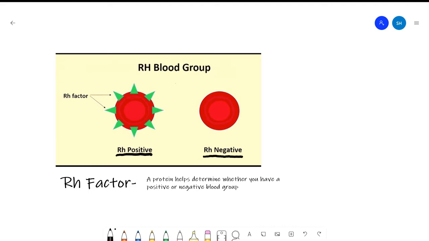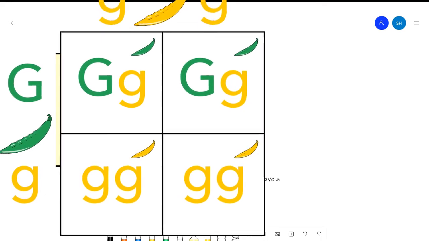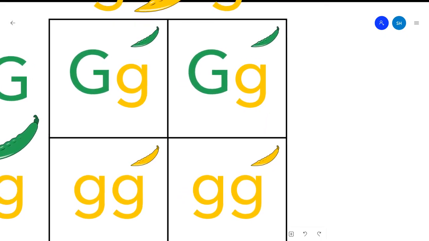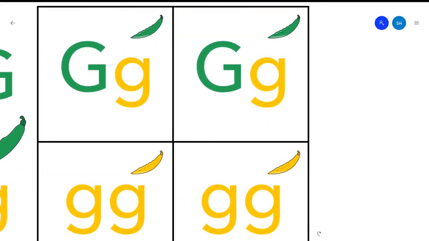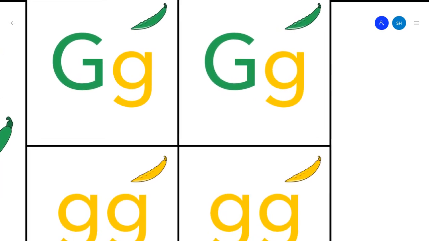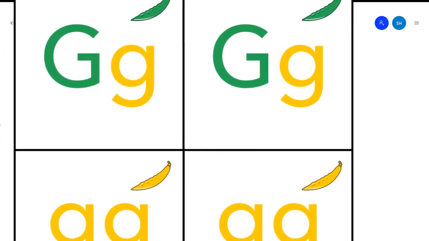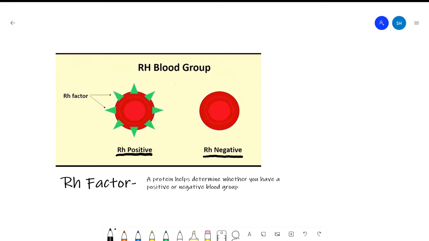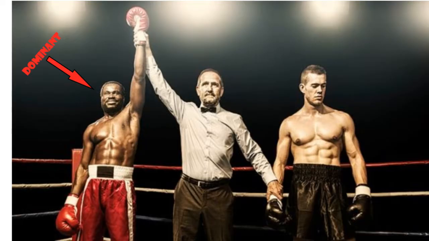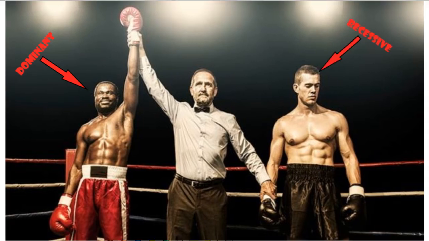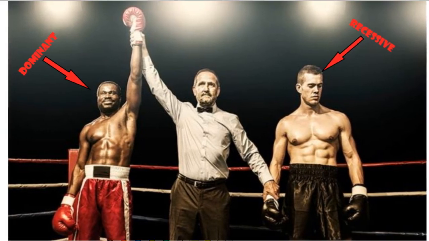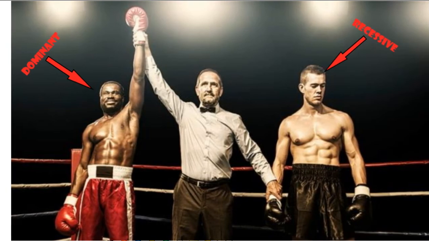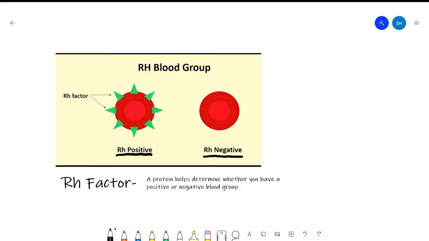So let's take a look at some Punnett squares, and for those of you who don't know what a Punnett square is, it is a square diagram that is used to predict the genotype of a particular cross or breeding experiment. Another thing to know is that in Punnett squares, there is a dominant allele and a recessive allele. If they both are put together, the dominant allele will win. You will understand more once I show you the Punnett squares.